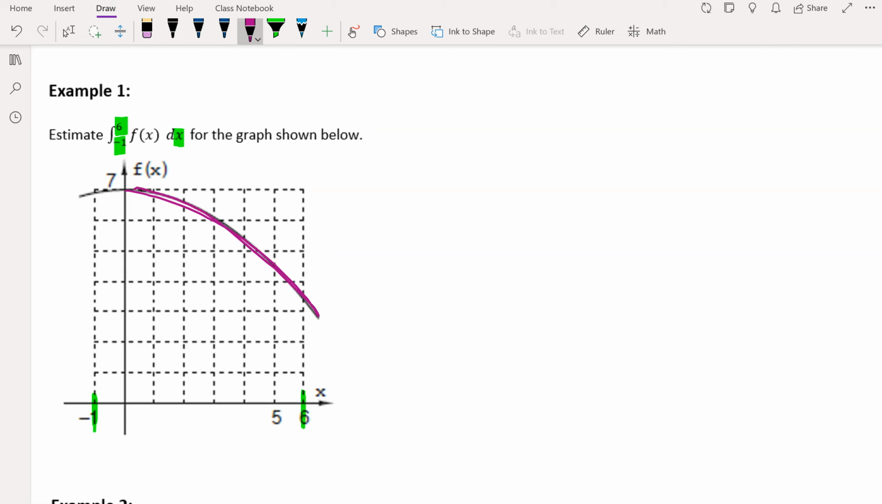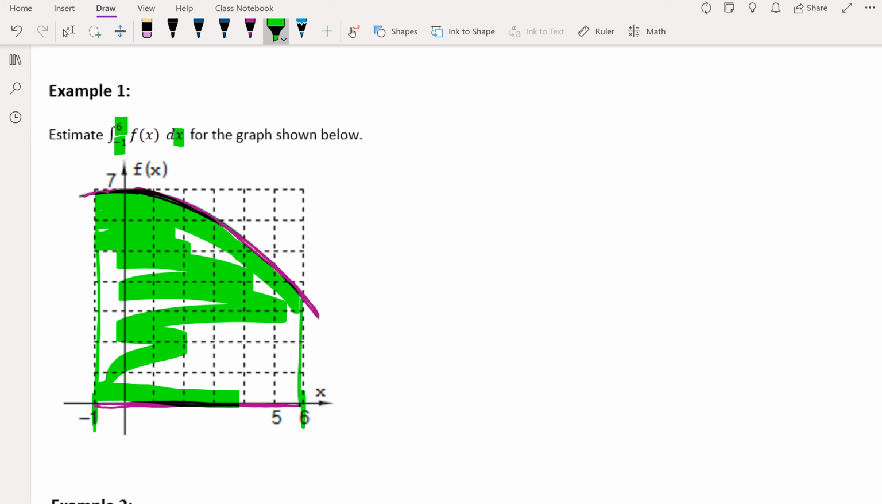Area between the curve and the x-axis. Oops, there's the curve and the x-axis on that given interval. So we need to find the area shaded in green. Let me go ahead and shade it. We're trying to find all of this area in between the curve and the x-axis. I'm sorry, I'm trying to be a perfectionist here, but I probably don't need to be.